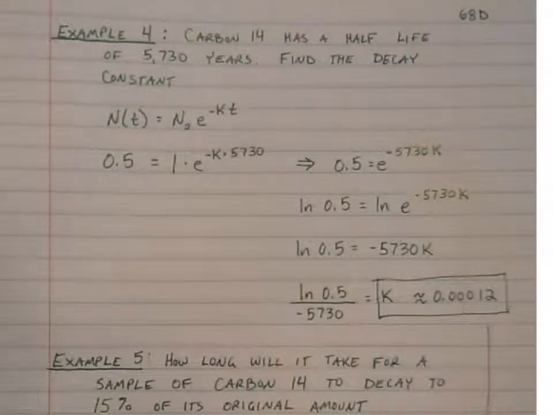Carbon-14 has a half-life of 5,730 years. What that means is, if you had 1 gram of carbon-14, after 5,730 years, we would wind up having half a gram of carbon-14. It would have decayed to some other type of matter.